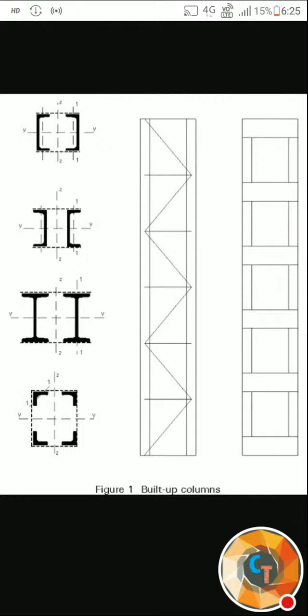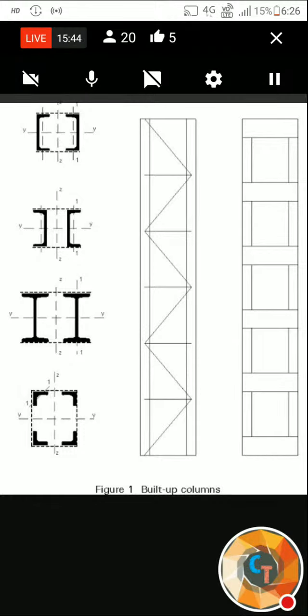We don't have any data related to lacing, batten, and built-up sections in the steel table. At the end, we have I section with plates. Some pages are there in the steel table. Apart from that, we don't have many parameters related to lacing and batten in the steel table. You must follow these 13 guidelines to design. Okay, thank you.